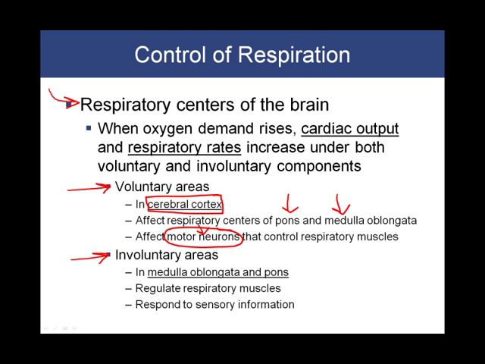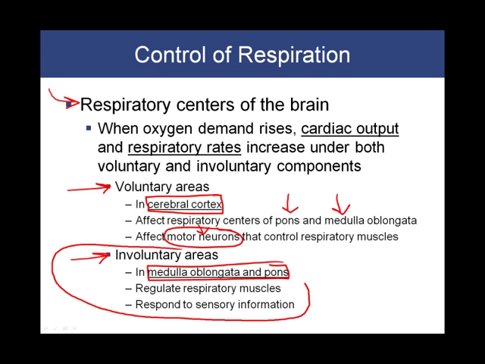The involuntary areas are located in the medulla oblongata and the pons, the brainstem. Mentioned a little bit earlier, they do have contact with the voluntary areas. We're really going to spend a lot of this module talking about these involuntary areas and how they alter respiratory rate and depth.